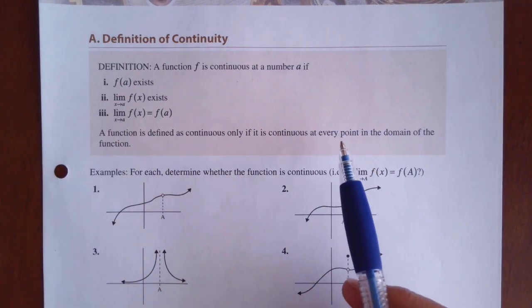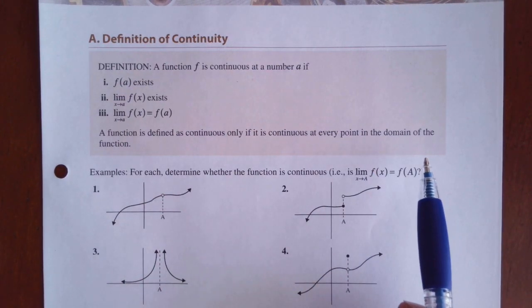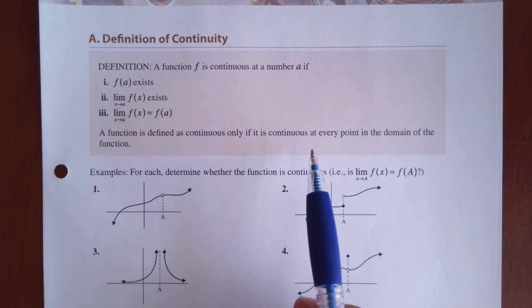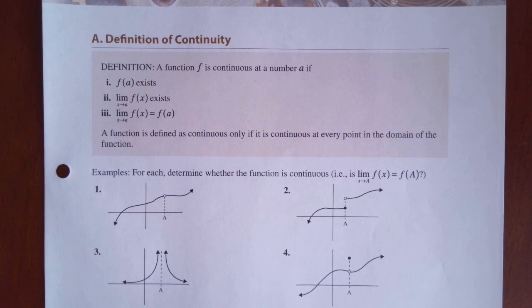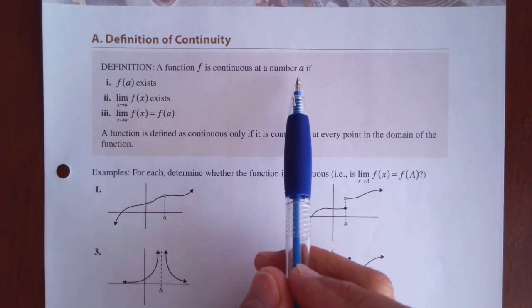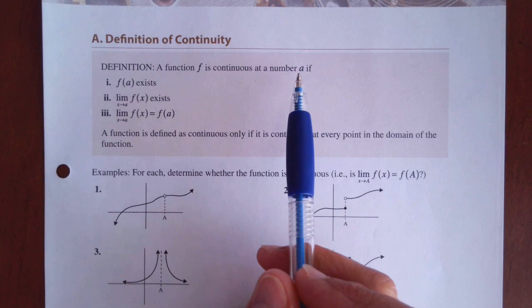All right, so down at the bottom it says a function is defined as continuous only if it is continuous at every point in the domain of the function. This is important because as we go through this section, you'll see that we know that certain functions are continuous everywhere, and so we don't have to check every single point. The only points that we have to check are where there's going to be breaks or changes or something's going on there. Okay, so that's kind of important because I don't want you to think you have to check every single point on a function. That's not what this is about. This is at specific values in the function. Okay, so these a values.